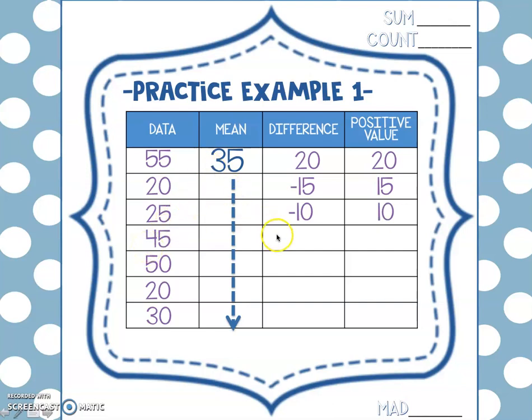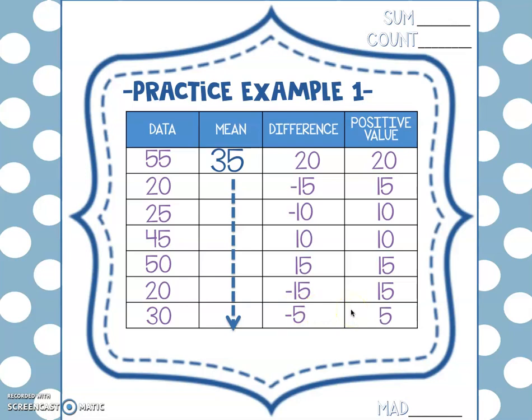45 minus 35 is 10. The positive value of 10 is 10. 50 minus 35 is 15. The positive value of 15 is 15. 20 minus 35, negative 15. The positive value of negative 15 is positive 15. 30 minus 35 gives us negative 5. Our positive value is a positive 5.